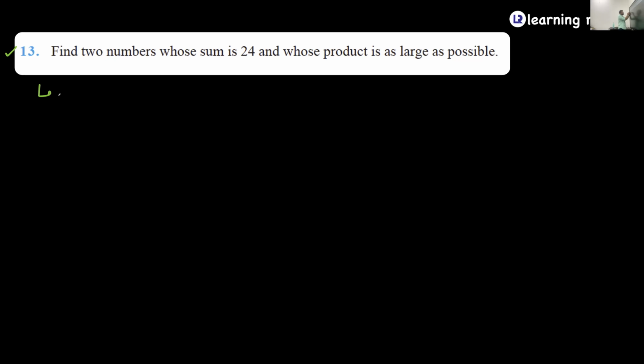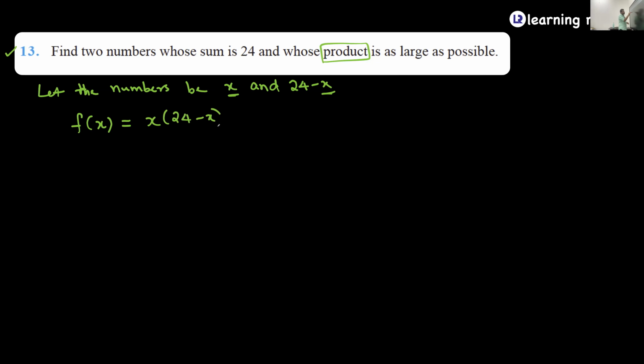So first, let the numbers be x and 24 minus x. So here it is simple because we introduced only one variable. Okay. So what is going to be the function? The function is going to be the product. So function is x into 24 minus x. Okay. So x into 24 minus x, you can write as 24x minus x square. You want this function to attain the maximum value.